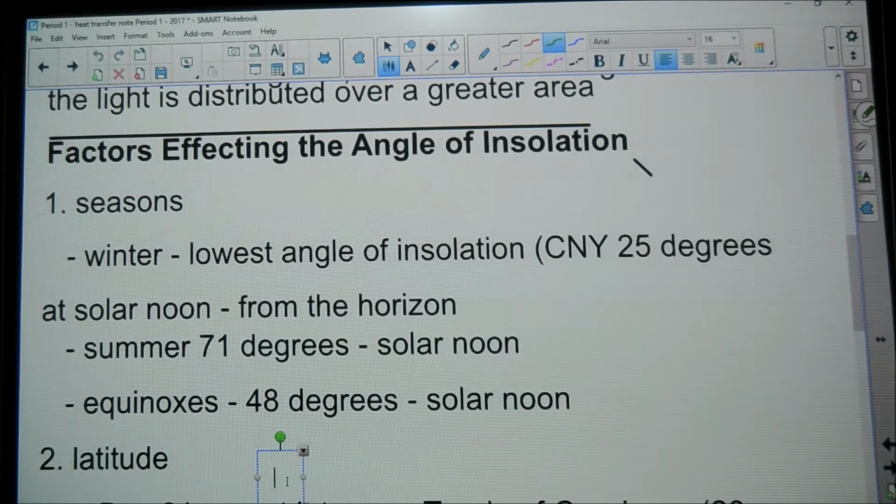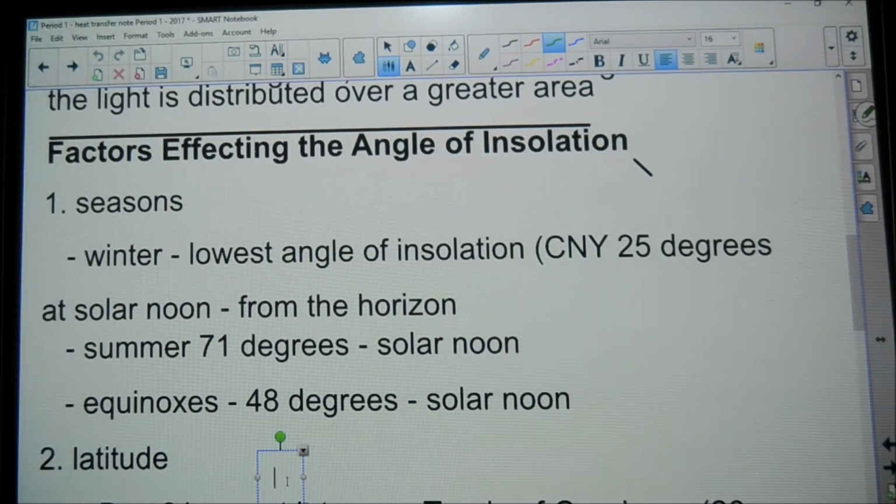Summertime, we have our highest angle. Now, it's not directly overhead of us. Remember, the only state that has the sun at zenith is Hawaii. But for us, on June 21st, it's around 71 degrees from the horizon. So that's when we have our greatest intensity. Obviously, our equinoxes are in the middle. So for us here in Central New York, it's around an angle of 48 degrees from the horizon.